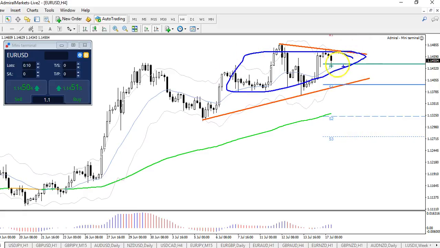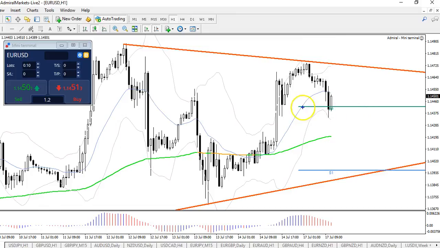It's just making a triangle. If it breaks below the weekly pivot point, I would think about potential for a move down like this, but that's a small kind of zone, so not the most interesting. So those are my key levels here on the euro dollar.